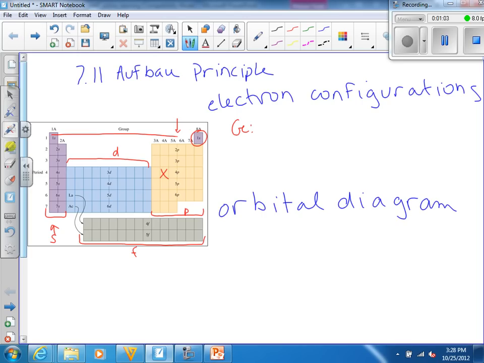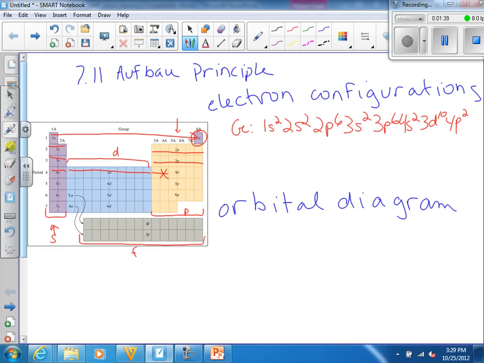We go left to right, fill up the first row. So we have 1s2. Then we go to the second row, 2s2. We're in the 2p's now, and there are 6 boxes, 2p6. Then 3s2, 3p6, 4s2, and careful with the d's, they're one less than the row number that you're in, 3d10, and then we're up to 4p2.